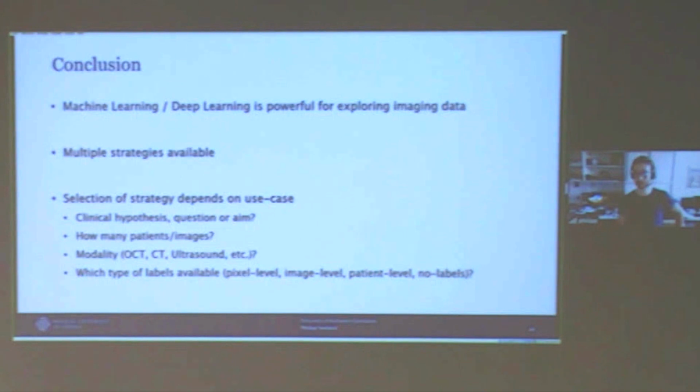Some things you have to consider when you want to do this: Do you have a clinical hypothesis? Do you have a specific question or aim that you're looking for? How many patients and images do you have? Which modalities are you working on? This may also define the models that you have to use. And which type of labels do you have available? Do you have pixel level labels available already? Then you could train segmentation models. Do you have only image level labels? Then you could train classification models and analyze them. Or do you have no labels at all? Then probably anomaly detection or unsupervised learning are the way to go.